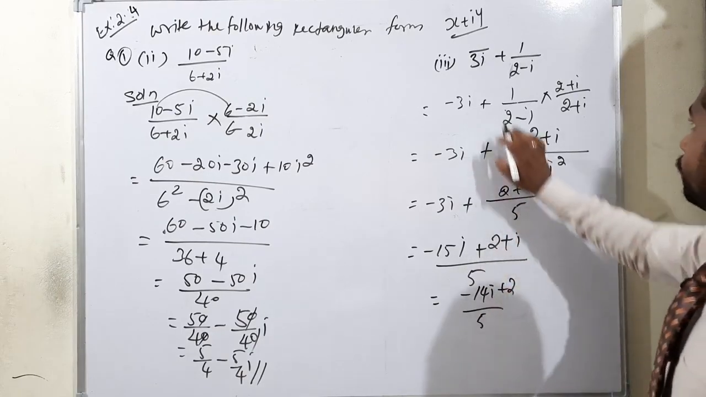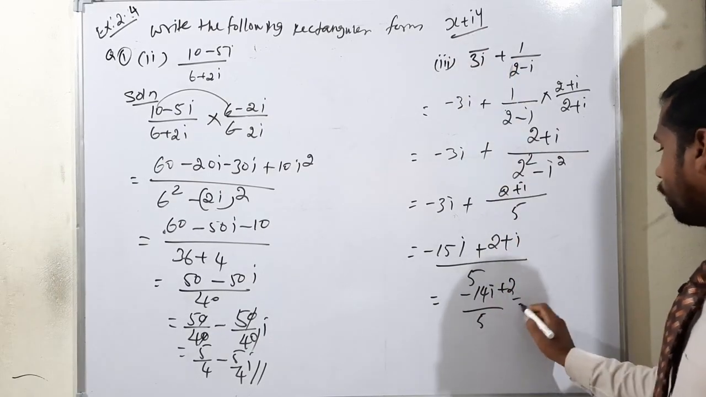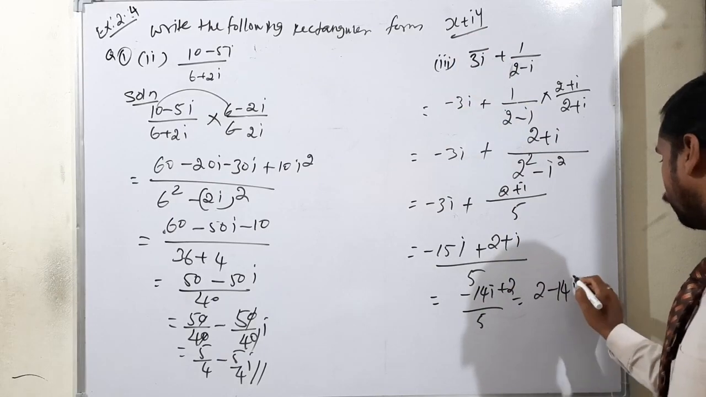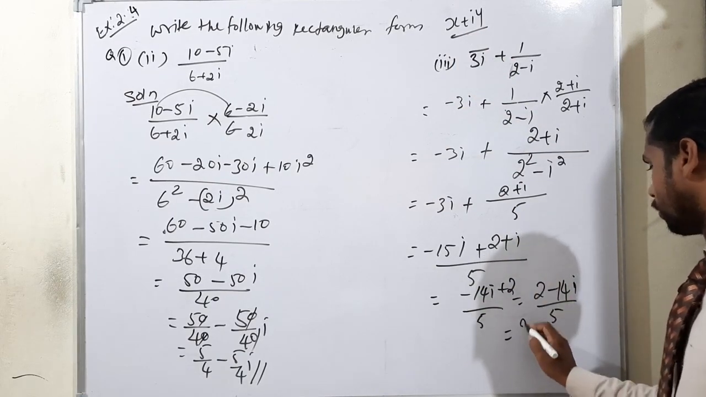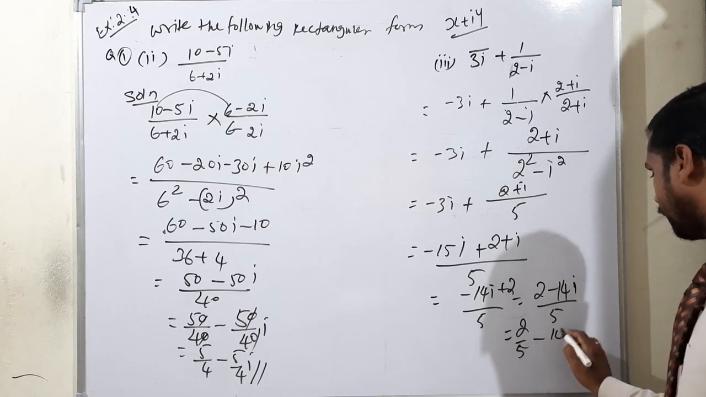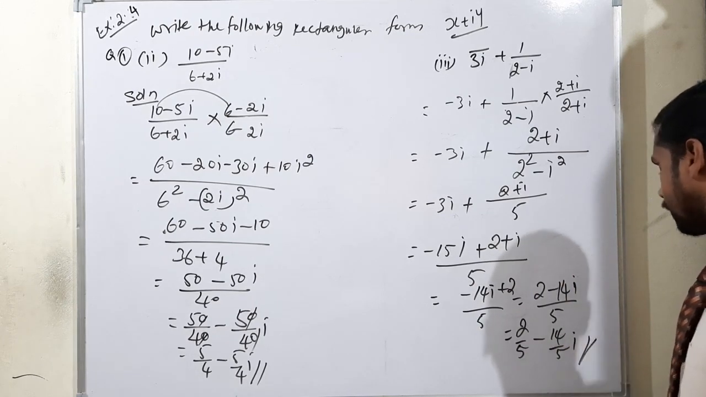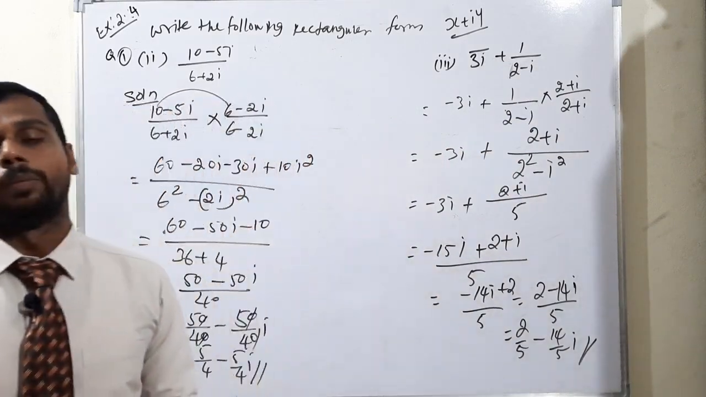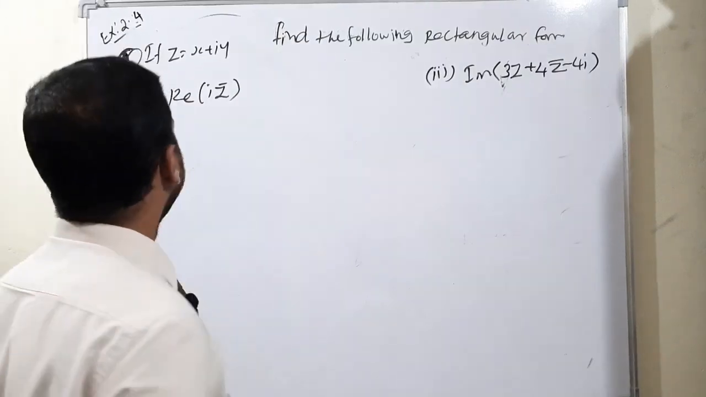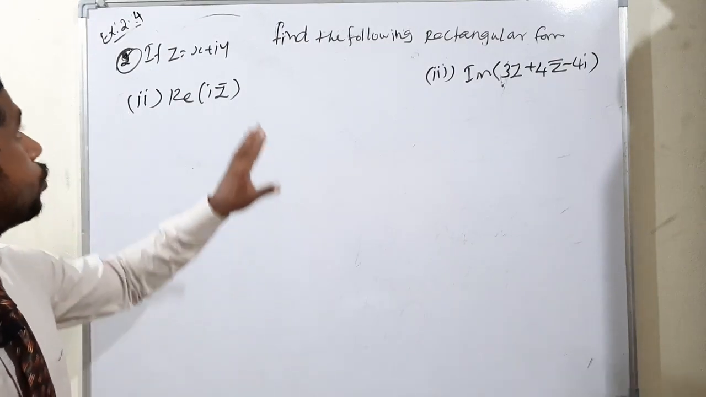This is not in standard form because we need x plus iy form. So we have to rewrite it as 2 minus 14i divided by 5. Therefore, what is the rectangular form? 2 by 5 minus 14 by 5i. This is our subdivision third answer. So, I told you subdivision 1 is homework. I am moving on to continue doing exercise 2.4.